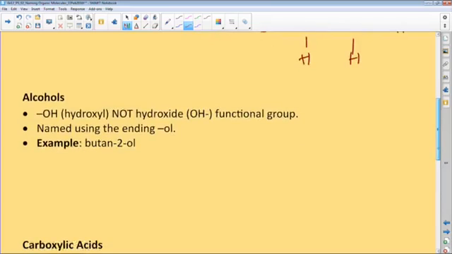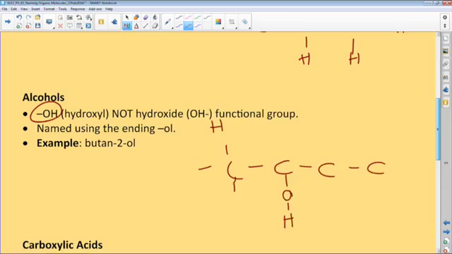Alcohols, very important. Their functional group is the hydroxyl group, not a hydroxide. It looks like a hydroxide, but it's not. If we've got butan-2-ol, I'm going to put it here. We always show the bonds, and in place of a hydrogen, we're going to put the OH. So these are nice and simple. We haven't done anything too exciting here yet.